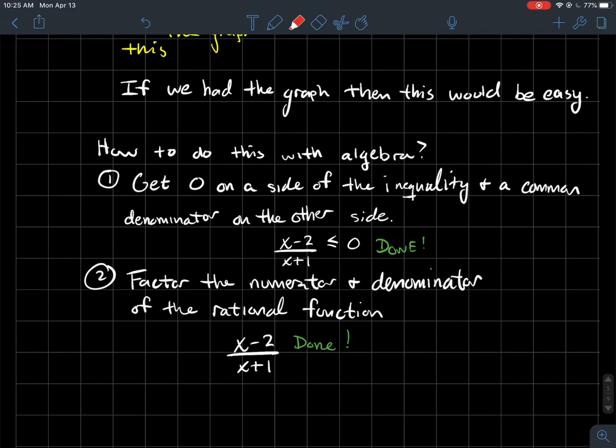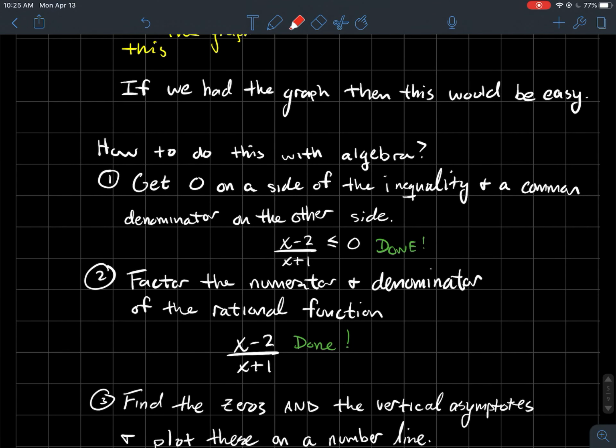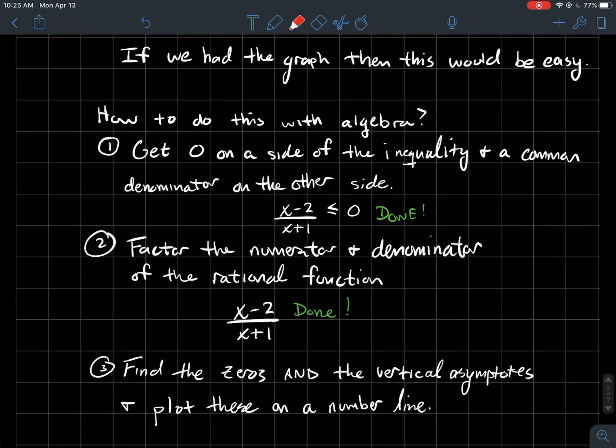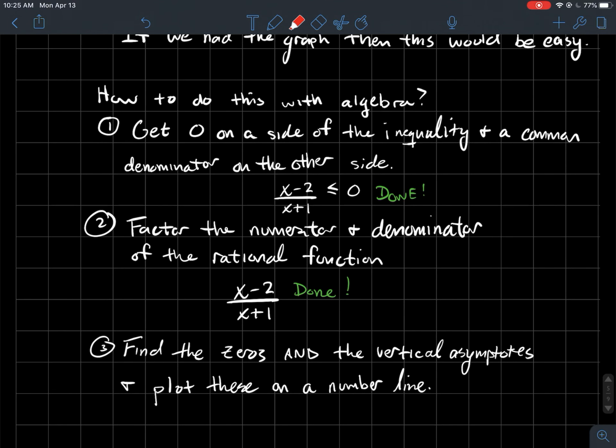Step 3 is the point of step 2. So why do we need to factor? Well, that makes it easy to find the zeros. Remember, you're looking in the numerator for the zeros, and the vertical asymptotes are in the denominator. We're going to plot both of those on a number line. This is pretty similar to the polynomial inequalities, where you just plotted the zeros. The only extra step now is that we're going to plot the vertical asymptotes as well.